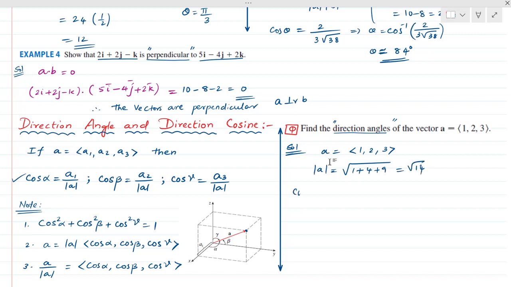Now what is cosine alpha? That is a1 over the length of a. What is the x component, the i component? Here you have 1 over root 14. So this is cosine alpha. Now what about beta? Cosine beta is a2 over the length of a. So this is 2 over root 14.